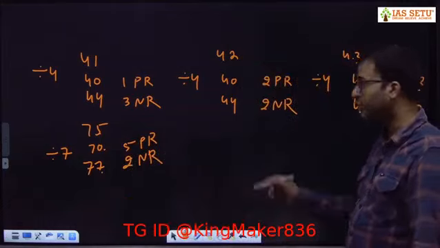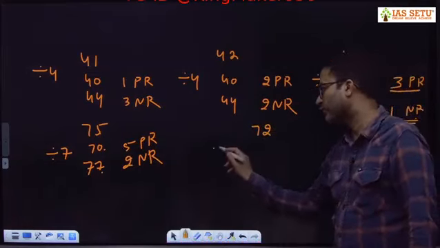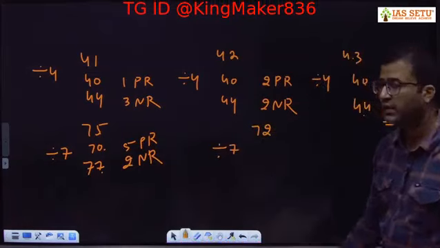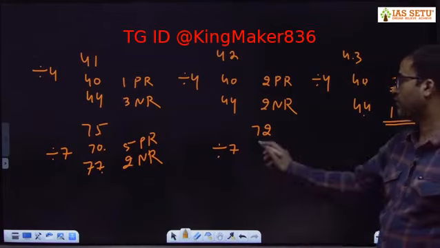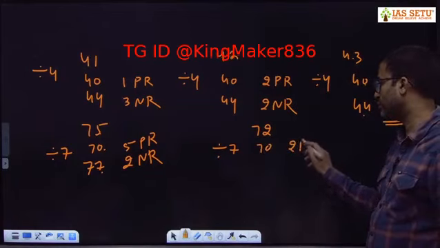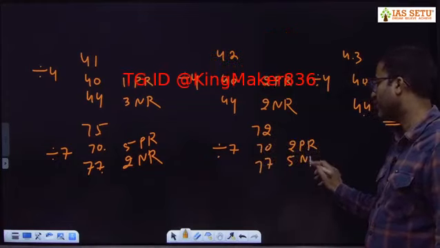Now, try here 72. When I divide by 7, tell me what is the positive remainder, what is the negative remainder. So 2 positive remainder, and as compared to 77, it is 5 less, 5 negative remainder.